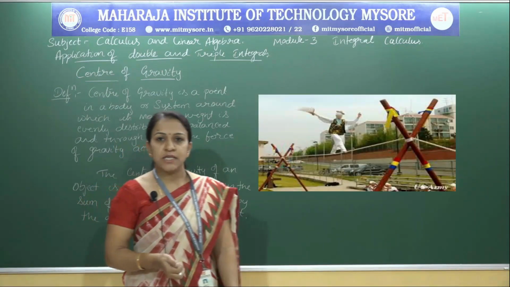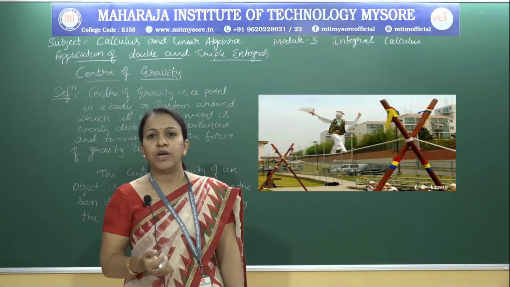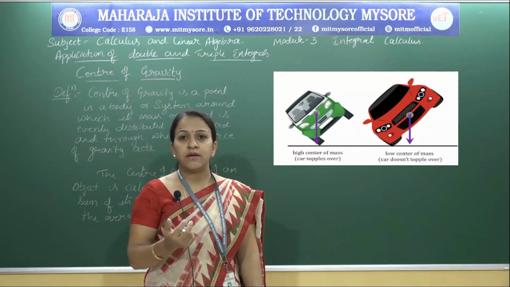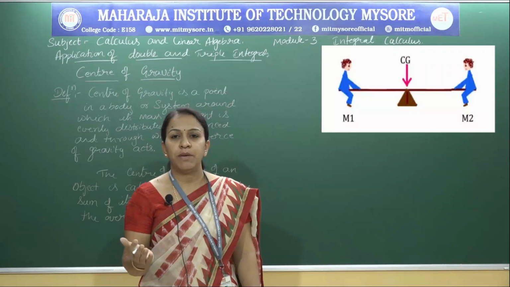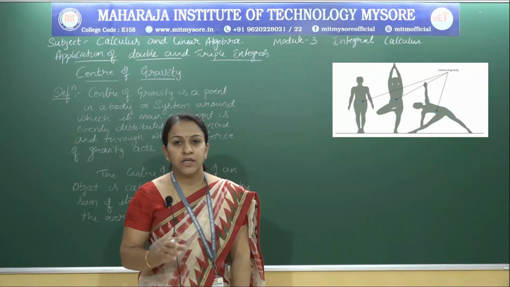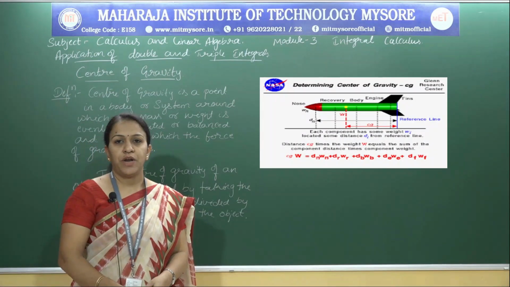These are the examples for center of gravity. Ourself is an example. If we don't have a center of gravity in our body, we can't balance our body. And we are all familiar with the seesaw. That is the best example for a center of gravity. Okay.